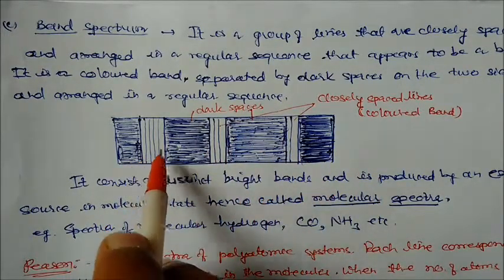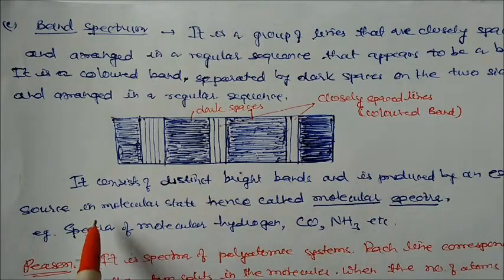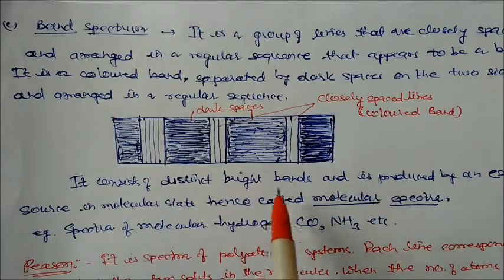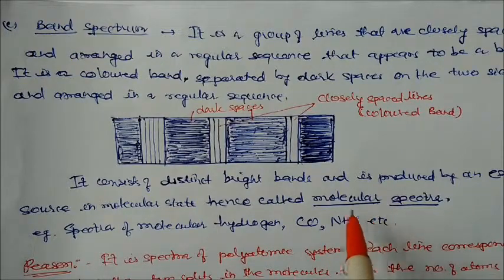So all are distinct and produced by the excited source in a molecular state, hence called molecular spectrum. These are normally produced by molecules like hydrogen (H2), carbon monoxide, and ammonia. So these lines are produced in a band, and that is called molecular spectra or band spectrum.